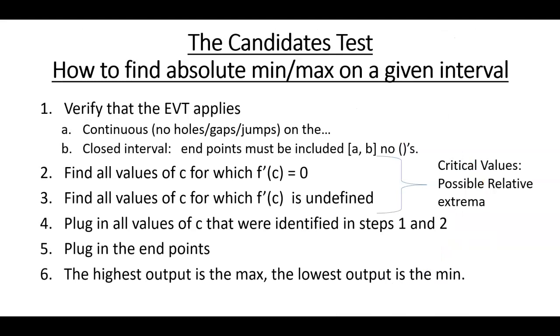So how do we use the candidates test to find the absolute min or max? Well, this looks like a lot of steps, but let me try to make it a little simpler before I get into the details. First of all, you want to make sure they exist. Second, we're just going to look at the endpoints and the relative extrema and see which one of those is the biggest and which one's the smallest. That's it. Now, we're not going to be looking at graphs today. We're going to be looking at equations. So here's how we'll do it.